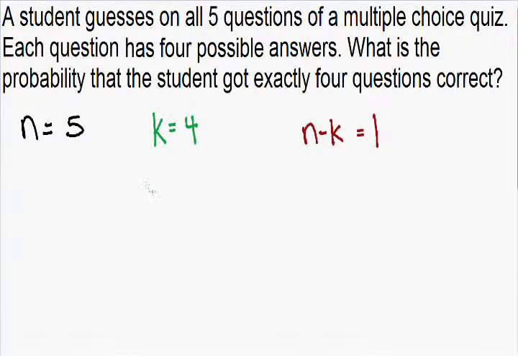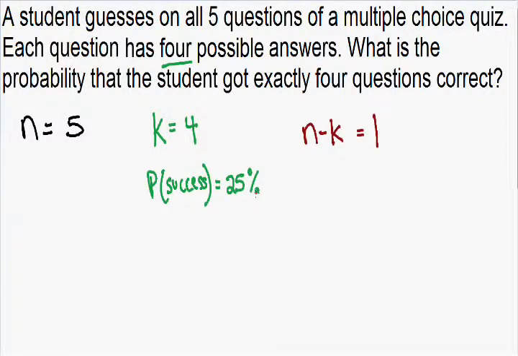So now let's talk about the probability of success, or you could say the probability that a student gets a question correct. It says in the problem that each question has 4 possible answers, and only 1 out of those 4 answers is the correct answer. So if the student guesses, there's only a 1 in 4 chance that he got the question correct. So the probability of success is equal to 1 in 4, or you could say 25%.